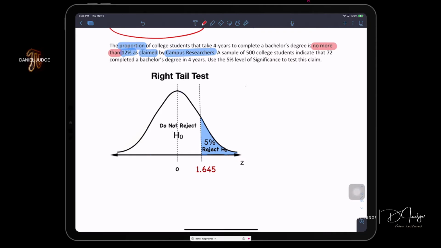So when you say proportion, you're going to say P. Now, what does it mean to be no more than? So P is no more than 12%. 12% is 0.12. No more than, ladies and gentlemen, is less than or equal. So this is a less than or equal. No more than means 12% or less. And again, this is the claim here. So we're going to see if this is correct. Okay. You set up your hypothesis.